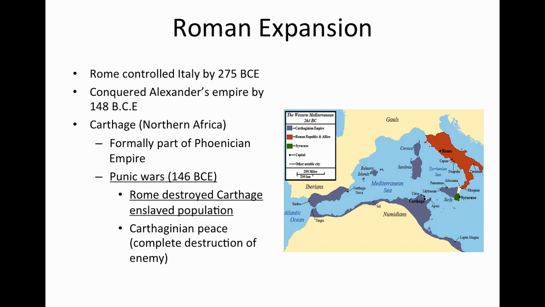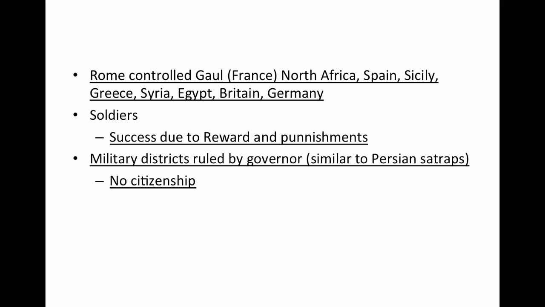Roman expansion was also very great. The Roman Empire is still considered the largest empire in history. It would eventually overtake Alexander's empire. They would take over northern Africa, which would be Carthage, formerly the Phoenician Empire. The Punic Wars gave them access to this part of Africa. But at its peak, Rome controlled France, North Africa, Britain, Germany, Egypt, Syria. So a massive empire. They had very effective armies.